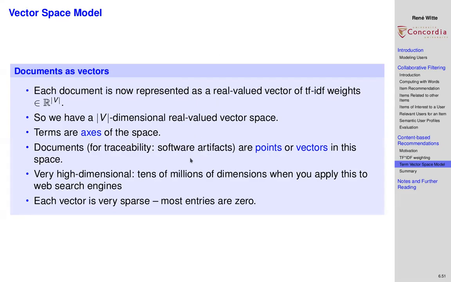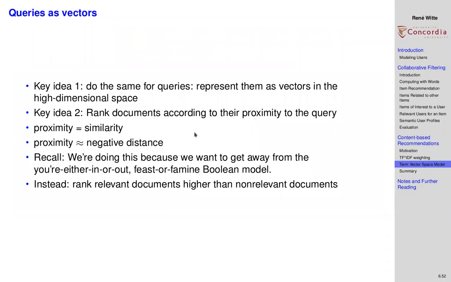When you do this in a search engine context, then this is a very high number of dimensions. So you have tens of millions of dimensions. And in those vectors, most entries are going to be 0. So in terms of calculation and vector representation, there is something called a sparse representation, so that you save memory. You only represent the ones where the value is actually 1.